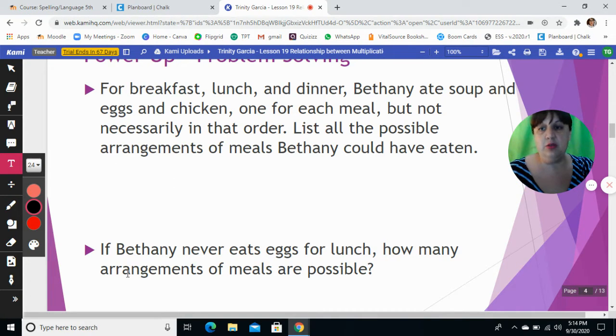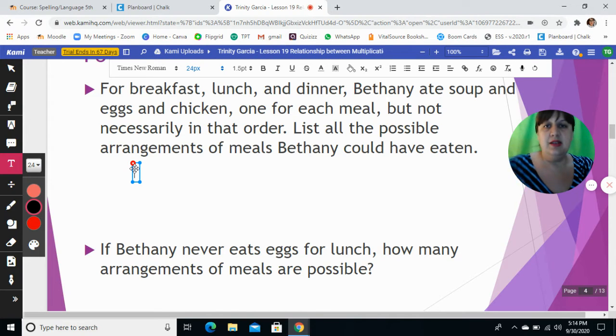All right, so the first thing that we always want to do is understand our problem. So if we needed to, we would read it again. Okay, so we have 2 parts. The next thing we need to do is make a plan. What is our plan for approaching this problem? Our plan is that we're going to make a list, because it even tells us right here, list all the possible arrangements.